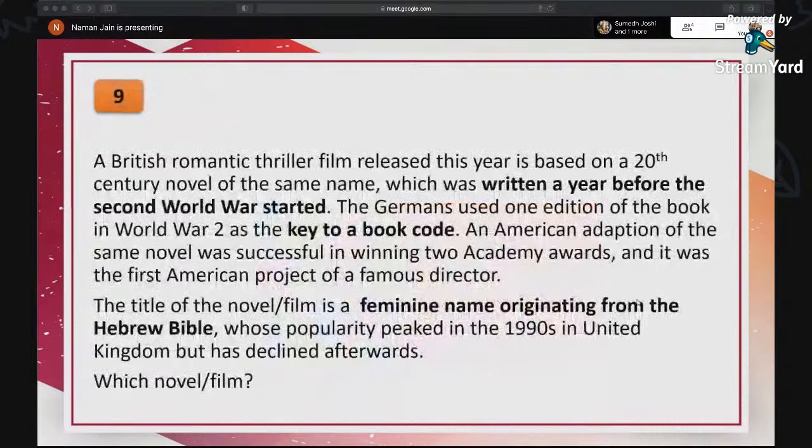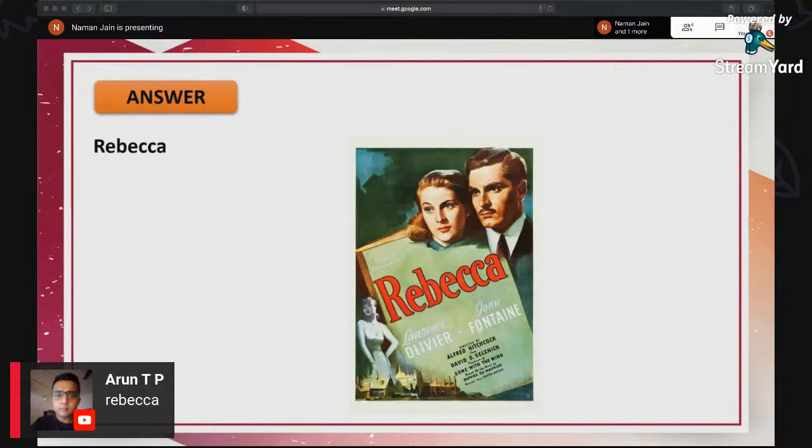And the penultimate question of the quiz: which novel or film, a feminine Jewish name, popular? So 2020, this year featured a movie of the same name, Rebecca or Emma. Arun, or won't be accepted. So 2020 featured a movie of the same name, but received a lot of criticism. Literature god Akash Gupta saying Emma is 19th century. Okay, so Rebecca will fetch you points. So this is the Hitchcock movie which got 2 Oscars. So Rebecca is what we needed here.